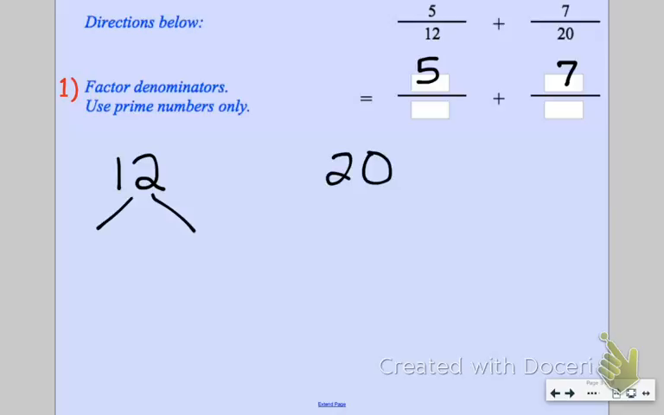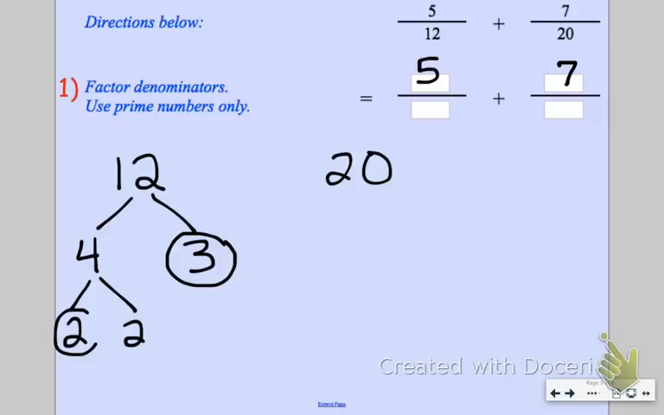The prime factorization is asking you to break down this number 12 into just prime factors, very simply. So I know that 4 times 3 gives me 12. 3 is a prime number, but 4 is not. So I need to break down 4 into 2 times 2. So I know that my prime factorization for 12 is going to be 2 times 2 times 3.